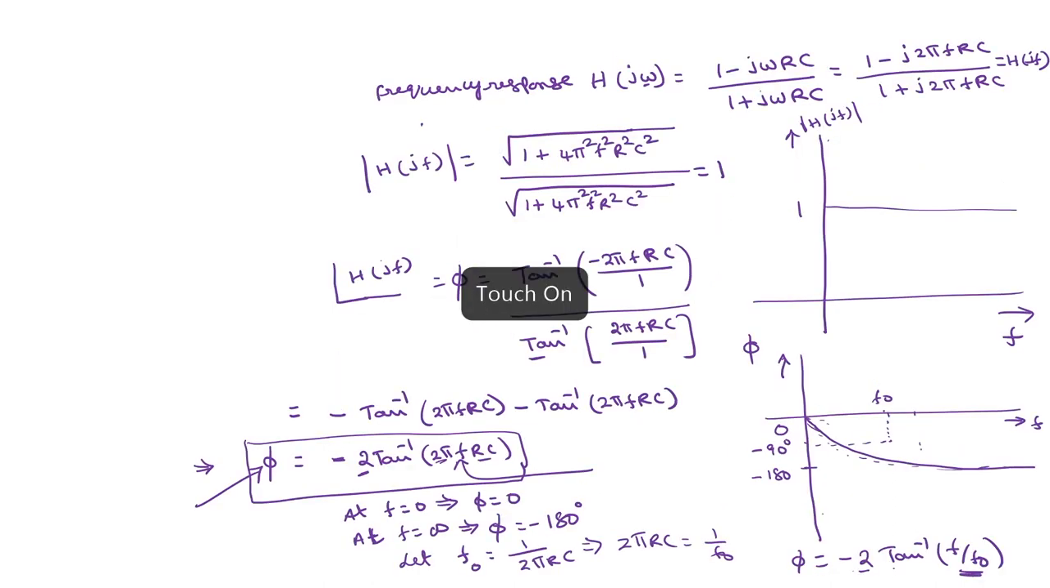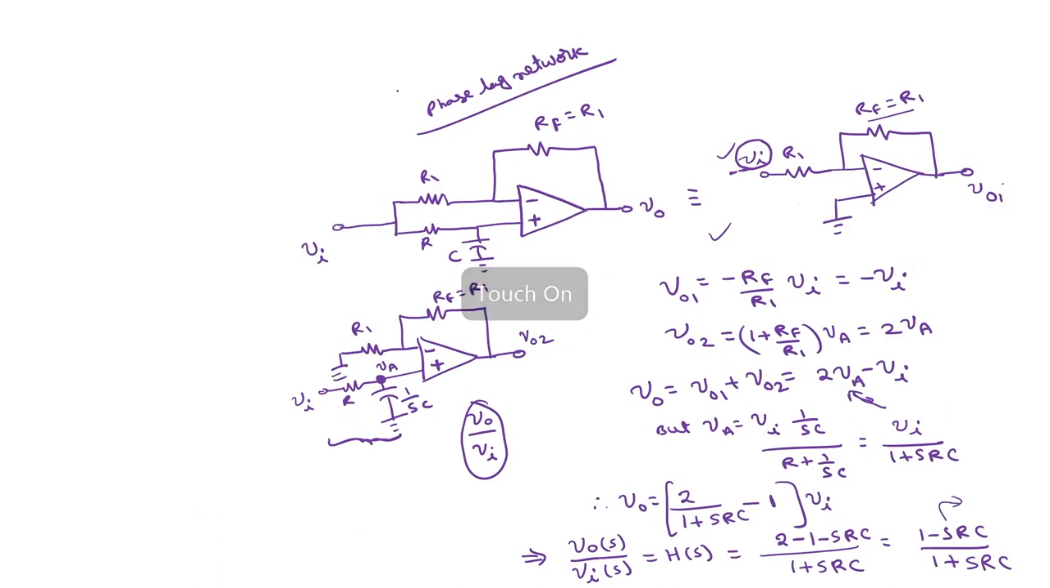But different frequencies will be having different phase angles. This F0 will be having 90 degrees at this frequency. This is the phase angle at this frequency, like that. Different frequencies will be having different phase angles. So, in some applications, we require the positive phase delay instead of negative phase delay.